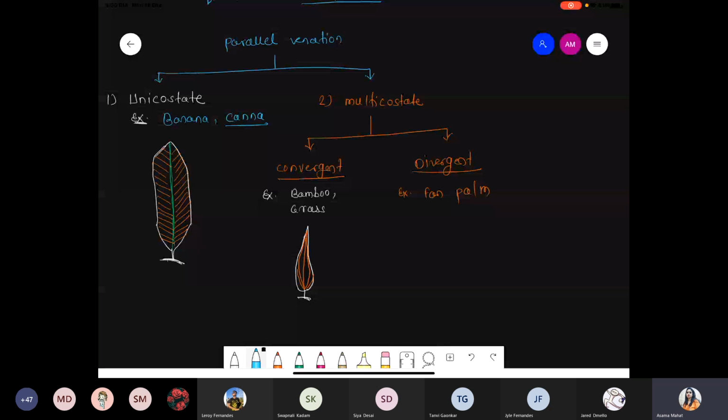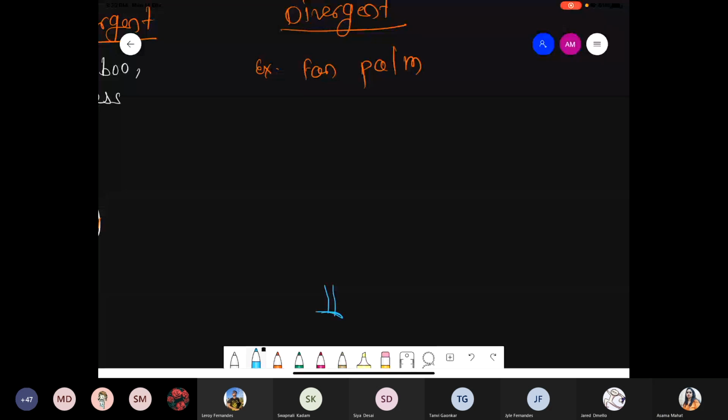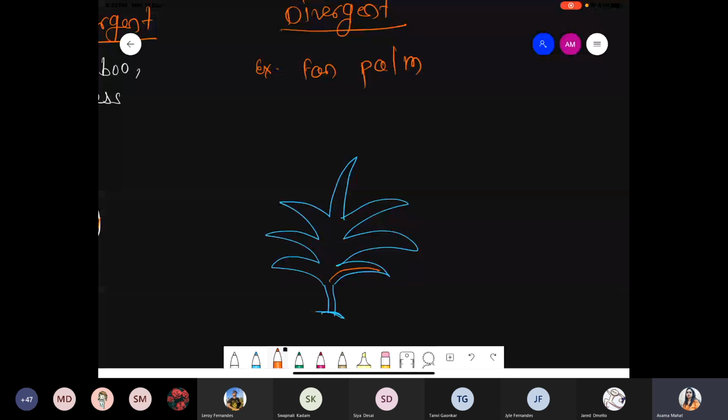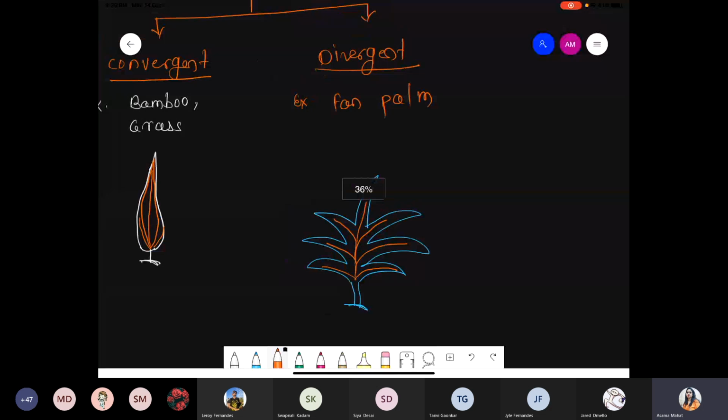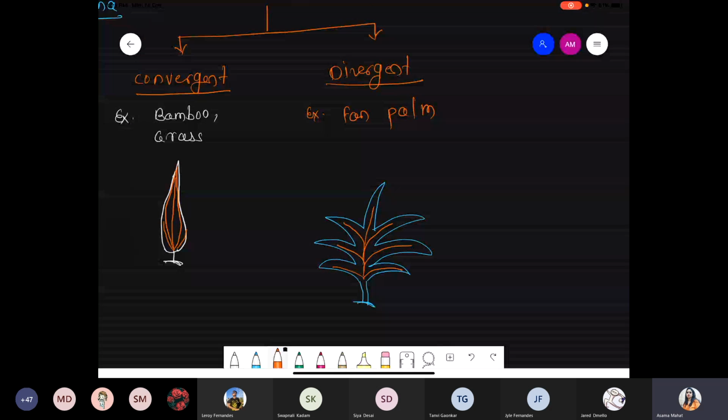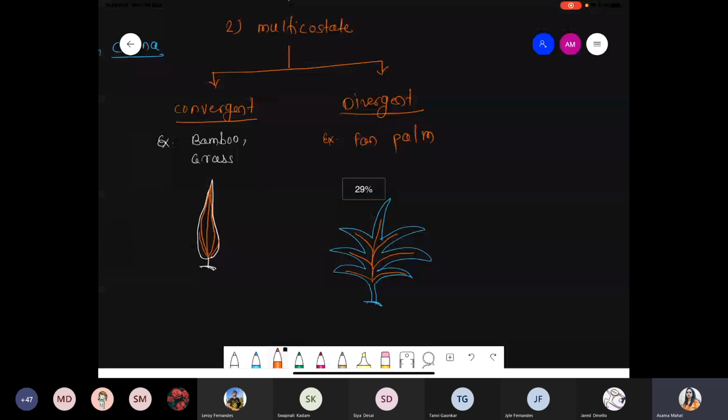So we are talking about the example of the fan palm. Suppose this is a leaf. Simply they are showing divergent like this. From one point the main veins originate, and they get dispersed like this. So such an example comes under the divergent multicostate parallel venation, because there is no network, no reticulate venation.